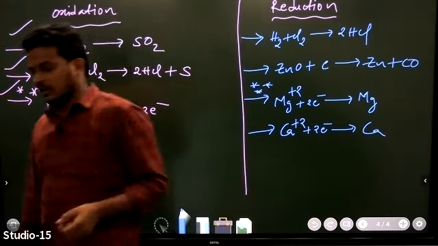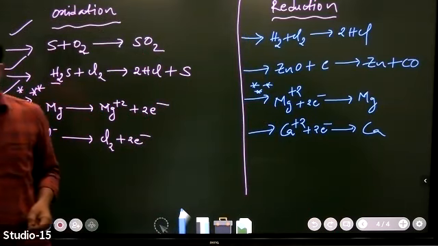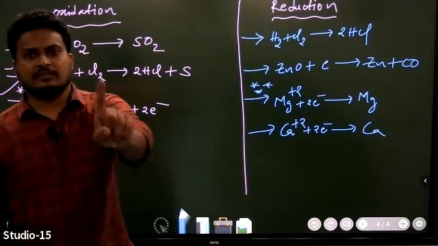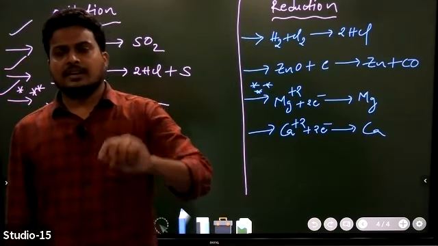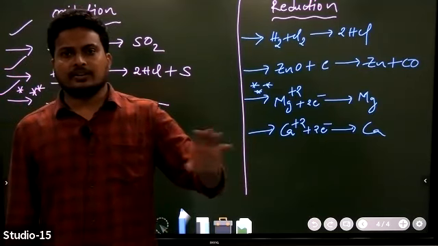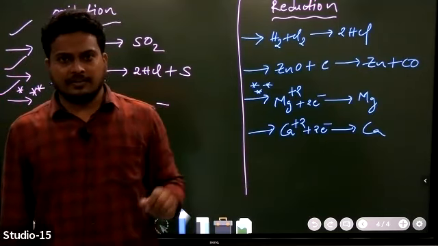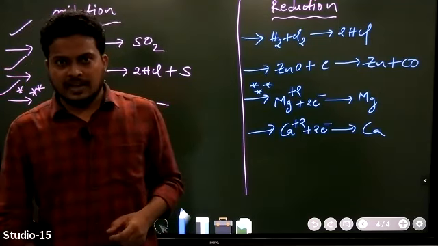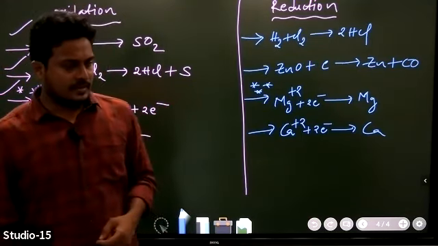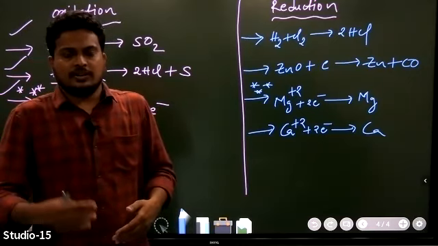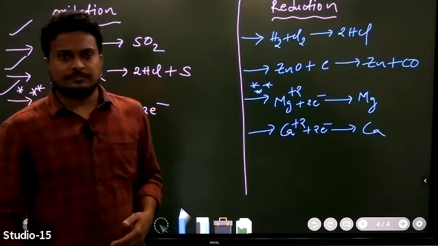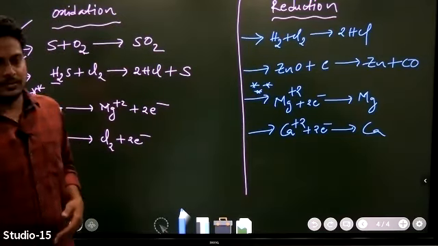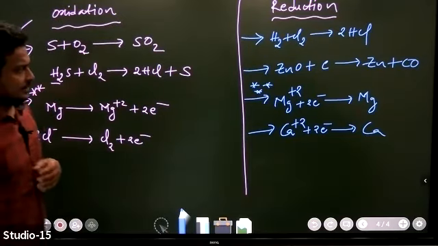Why do they act like strong reducing agents? Because if they lose their one valency electron, they are ready to attain octet configuration, a stable electronic configuration. Due to this reason, they are ready to lose electrons. That is why they act like reducing agents. Themselves they undergo oxidation, the removal of electrons.